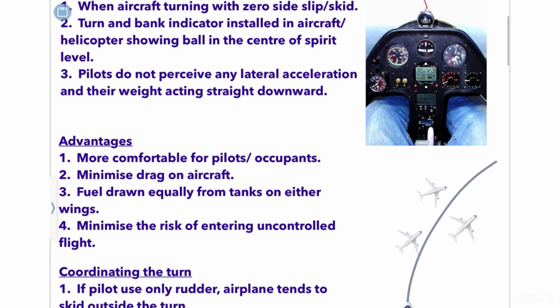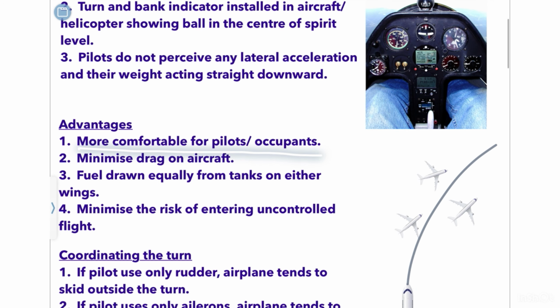So what are the advantages of it? It is more comfortable for the pilot and occupants, definitely. There is minimum drag on the aircraft, because in a coordinated turn there is no slipping or skidding, and that's why there is no additional drag. The fuel is drawn equally from the tank on either wing. Yes, this is one of the important parameters. Last yet important, it minimizes the risk of entering uncontrolled flight.